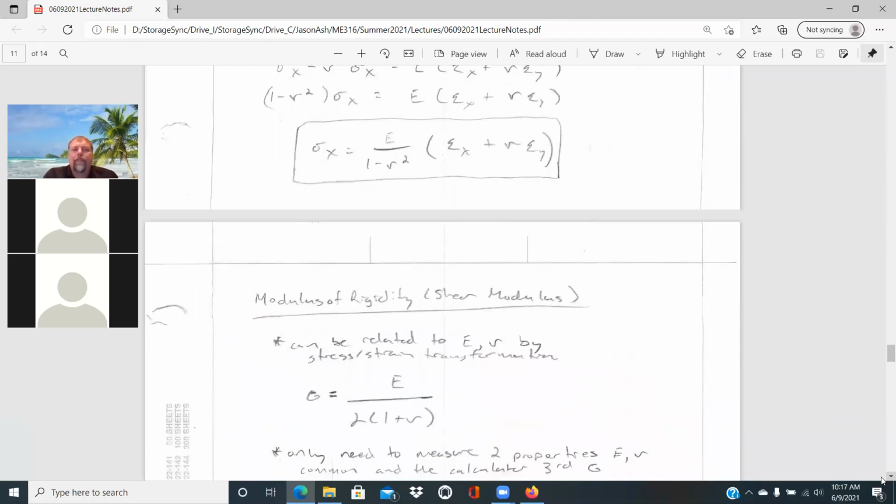The same would be true for sigma Y. We would just swap the variables. So sigma Y would be equal to E over 1 minus nu squared times strain in the Y plus nu strain in the X. And so that would transfer accordingly.